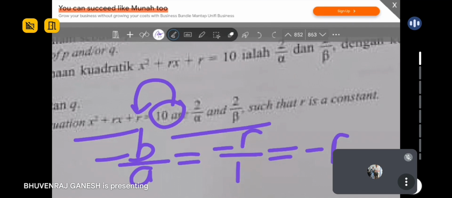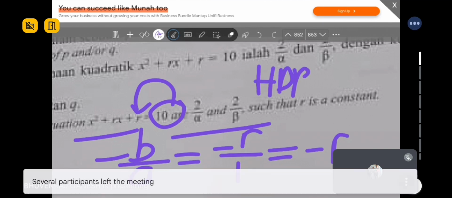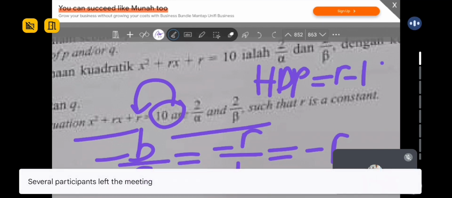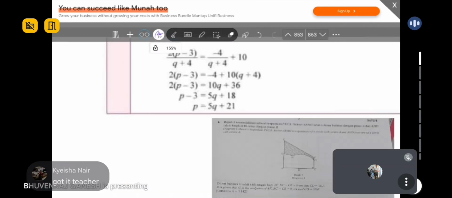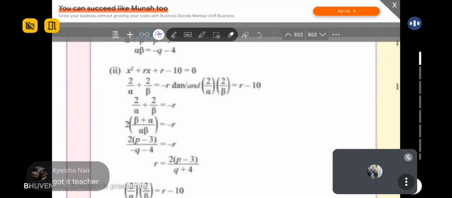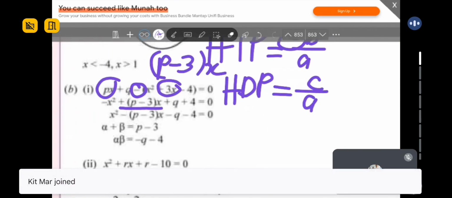Okay, you have to move all the numbers to the left side first. So actually your HDP is R minus 10. Okay, clear guys? So from here you can get two equations. You will have these two pieces of information over here.